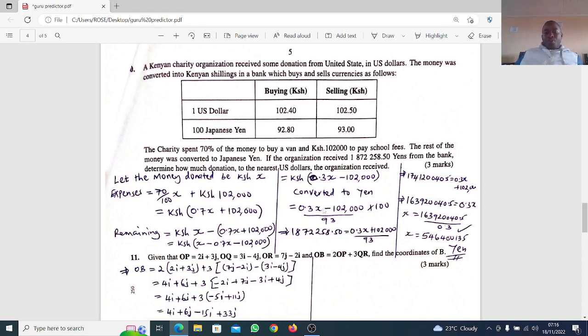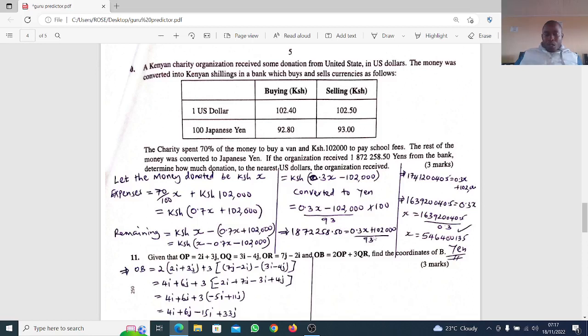So it will be now the money that will remain. If we say that 100 Japanese yen equals 93, what about what remained? What remained, we divide by 93 times 100. So it is 0.3x minus 102,000 divided by 93 times 100. If you multiply by 100, we cross multiply, whatever you get here is equal to the money that remained, because it is in yen.